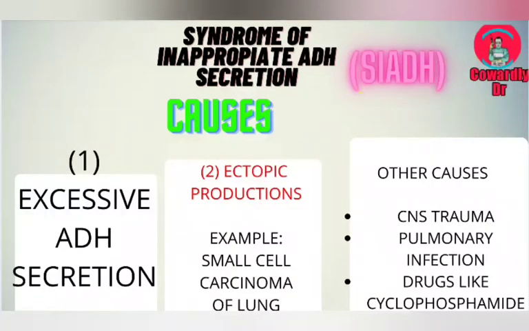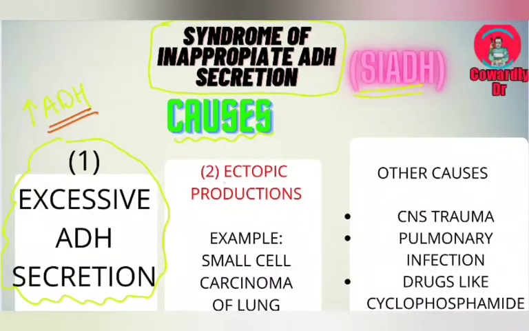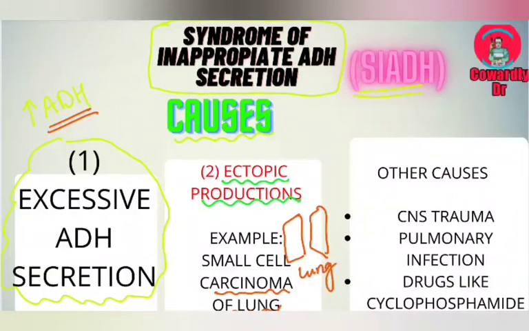Now we will discuss SIAD or SIADH. Its full form is syndrome of inappropriate ADH secretion. There are three main causes for that. The first main reason is excessive ADH secretion. The second reason is ectopic production. One of the classic examples of ectopic production is small cell carcinoma of the lung. Here is the lung, and the carcinoma of the lung could cause SIADH. The other causes include central nervous system trauma, pulmonary infection, or drugs such as cyclophosphamide.